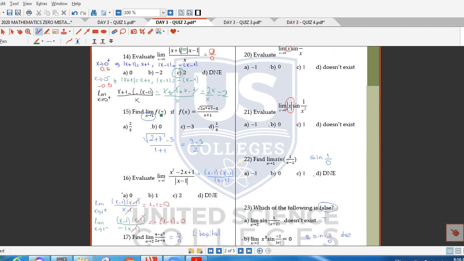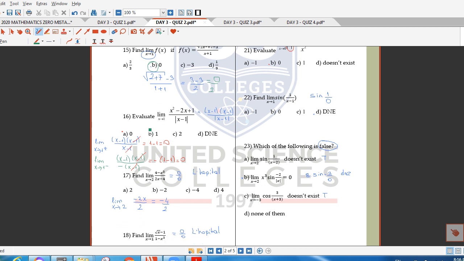Question 15. Limit x approaches 1. So it doesn't give me any problem. I need only a direct substitution. 2 times 2 plus 7 in square root minus 3 over 1 plus 1. 9 under root will be 3, minus 3 over 2. 0 over 2 will be 0 as the answer of question 15.